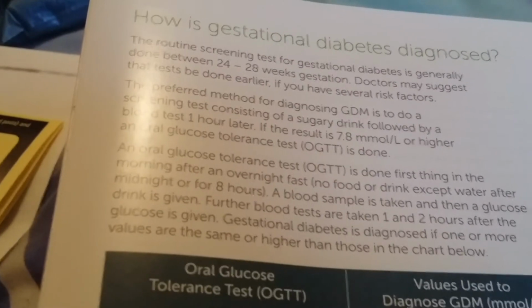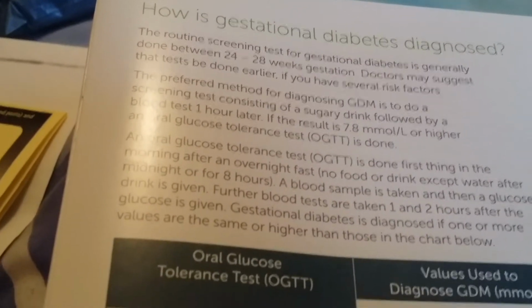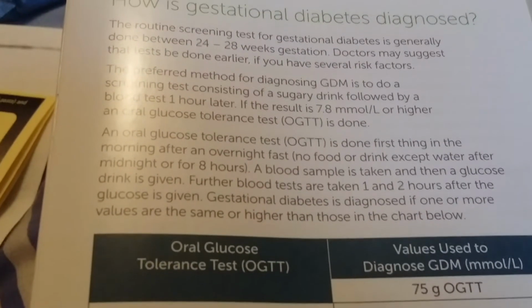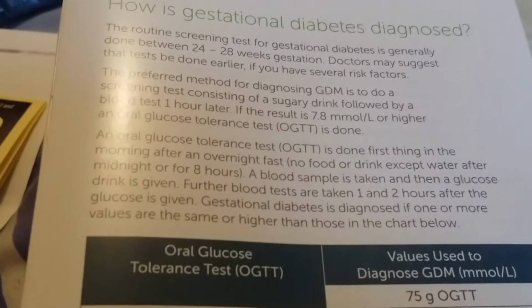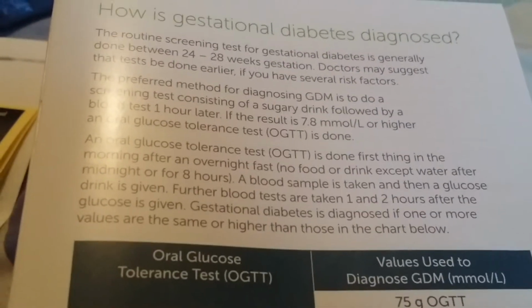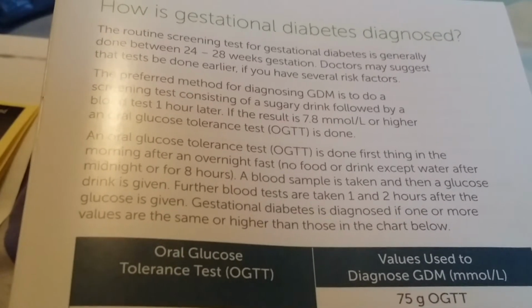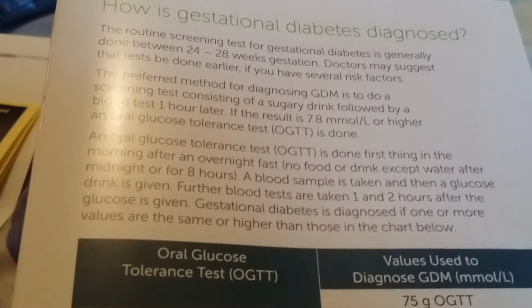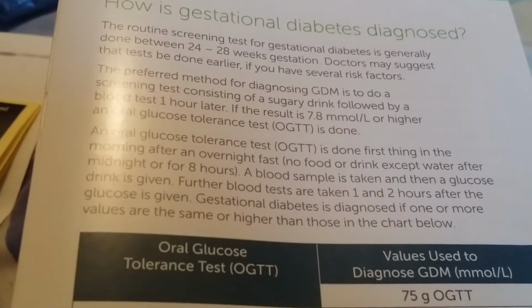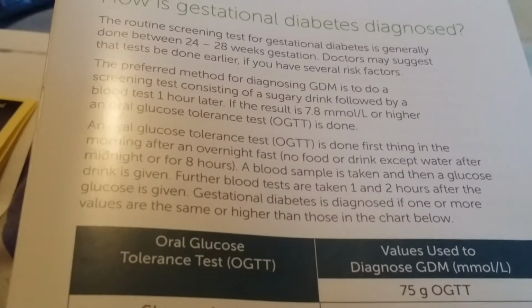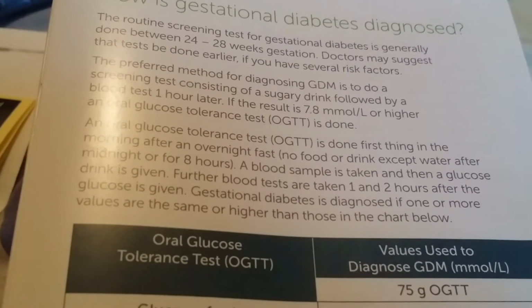the oral glucose tolerance test, OGTT, is done. Another glucose tolerance test is done first thing in the morning after an overnight fast. No food or drink except water after midnight, or for 8 hours. A blood sample is taken and the glucose drink is given. Further blood tests are taken 1 and 2 hours after glucose is given. Gestational diabetes is diagnosed if one or more values are the same or higher than those in the chart below.